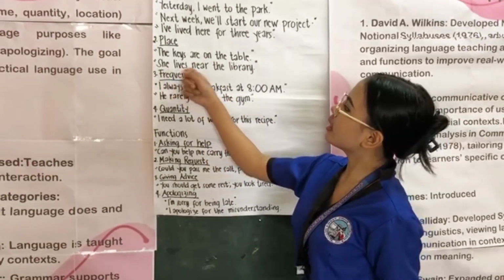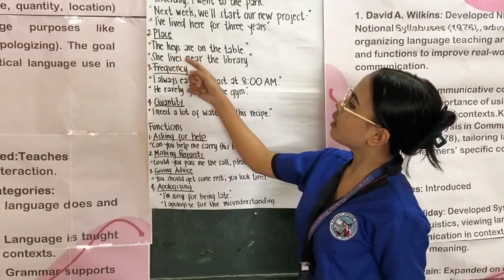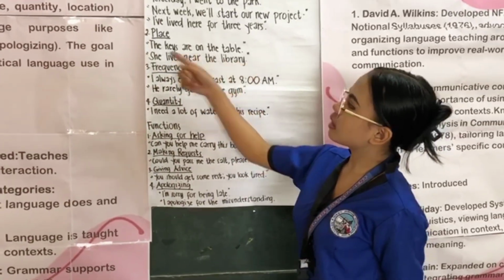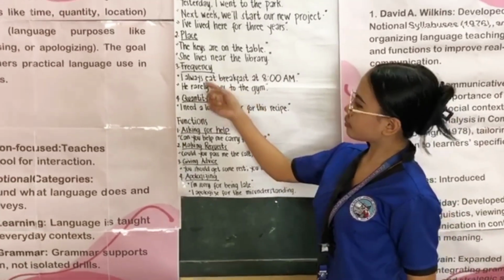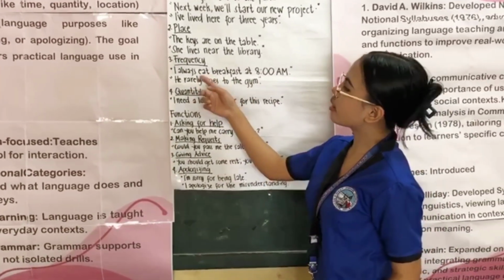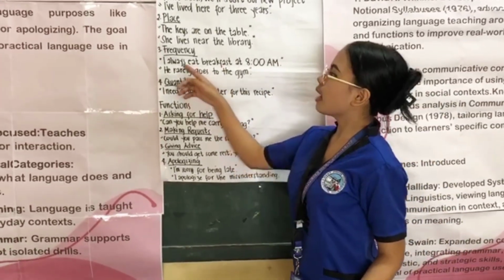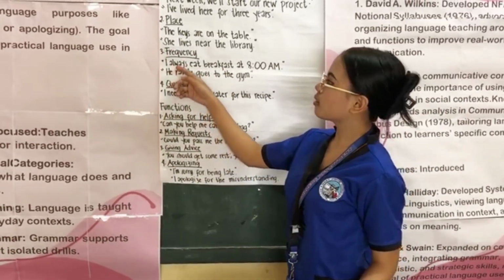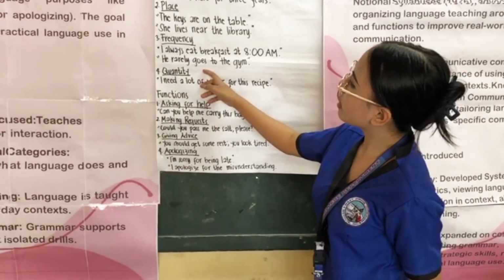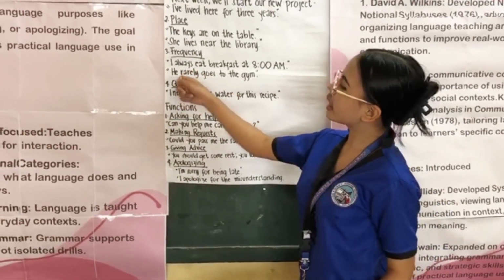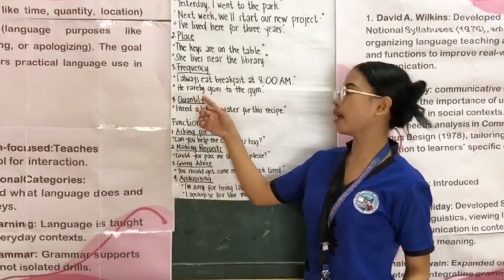Next is "She lives near the library." The notion of the sentence is near the library. Next is frequency. In this sentence, "I always eat breakfast at 8 a.m.," the frequency in the sentence is always because it talks about notions like quantity and frequency. Second, "He rarely goes to the gym." The notion of the sentence is rarely.